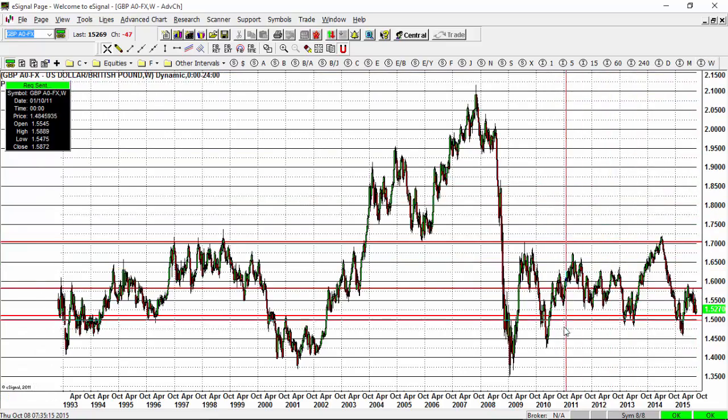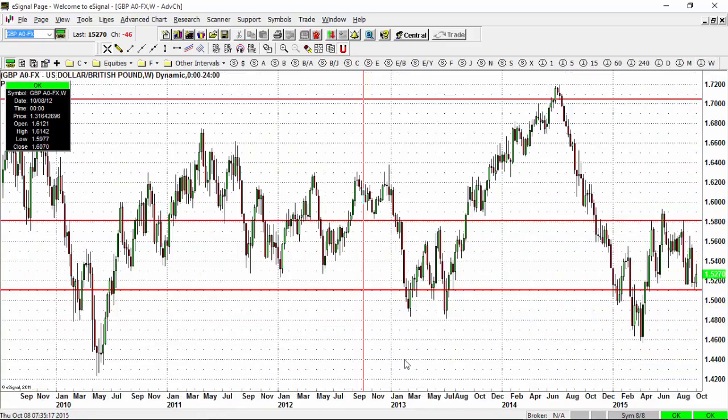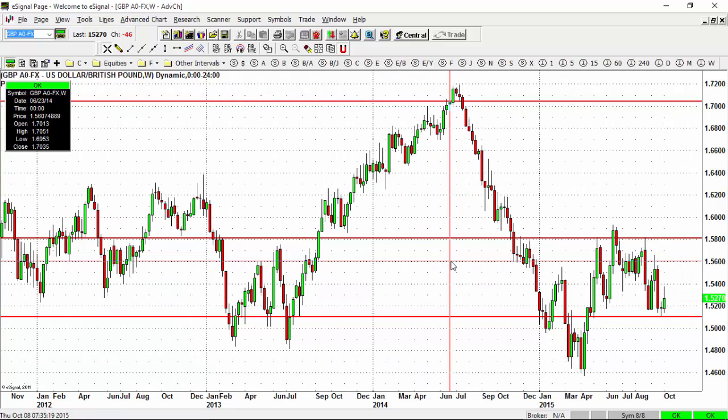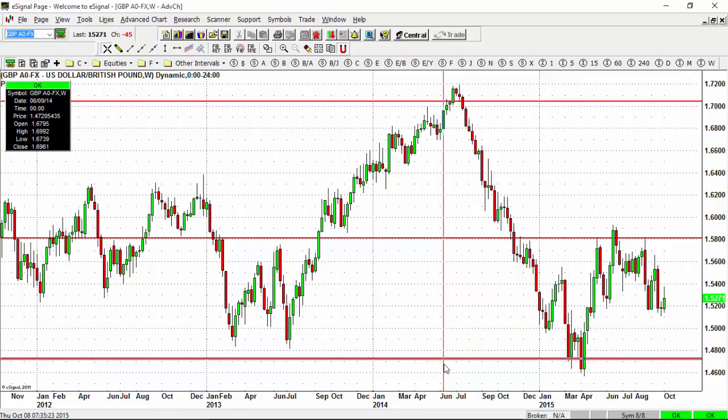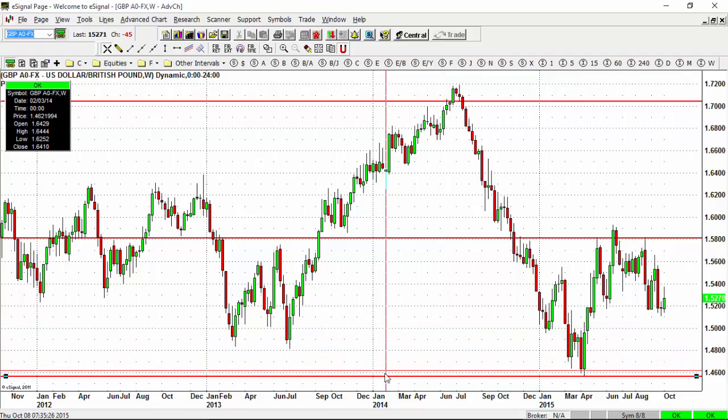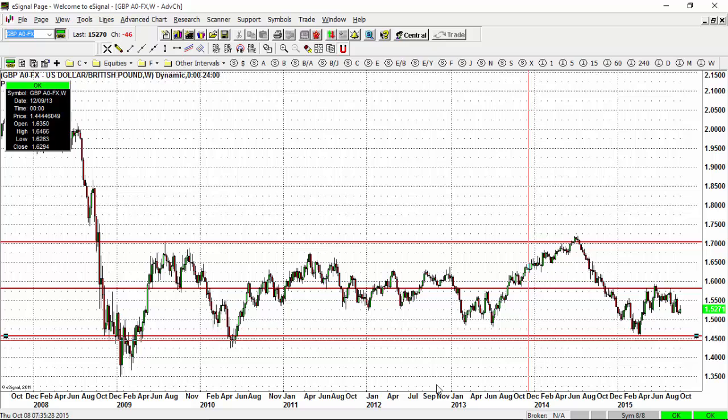I was listening to some analysis yesterday, and they were saying that there is a new bull market in the US dollar that's coming, and it will continue the move that happened last year.